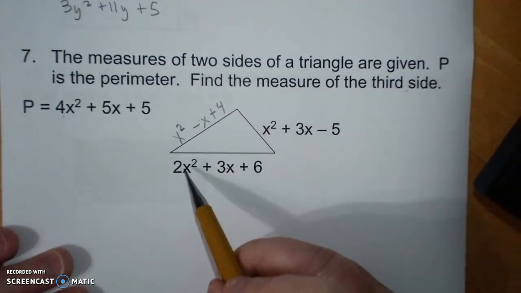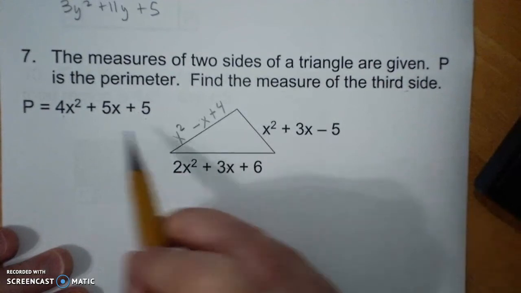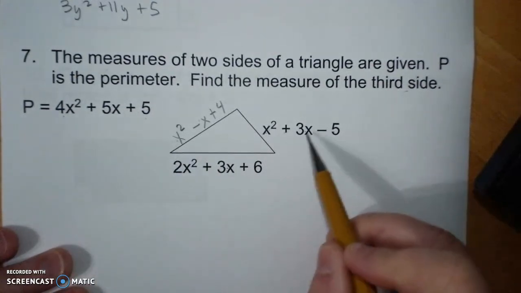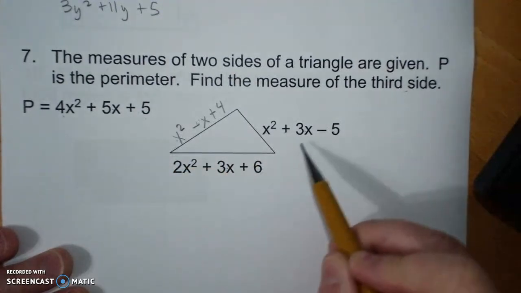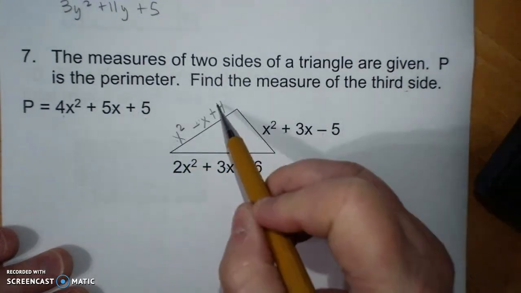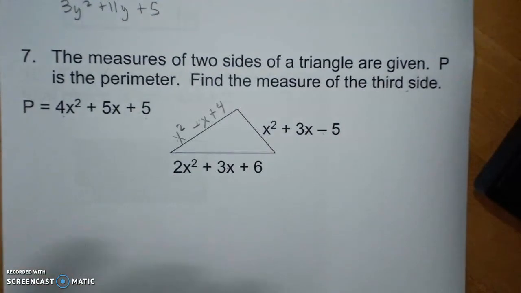So if I go back again, I go 2x squared, x squared is 4x squared. 3x plus 3x is 6x minus x is 5x. 6 minus 5 is 1. 1 plus 4 is 5, and I have it. That is page 1 and 2, and I'll do page 3 in a second.